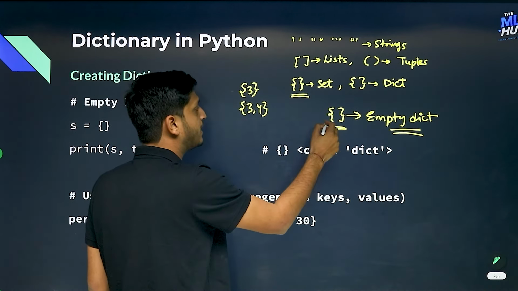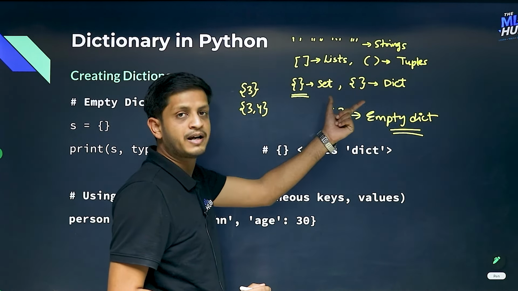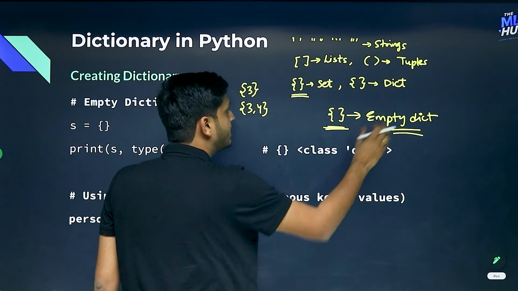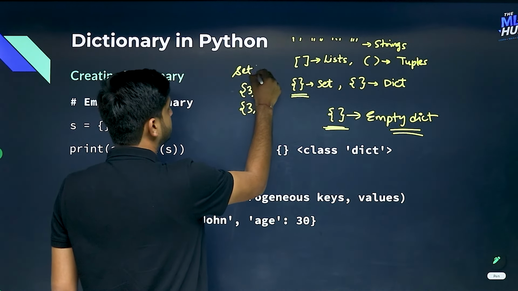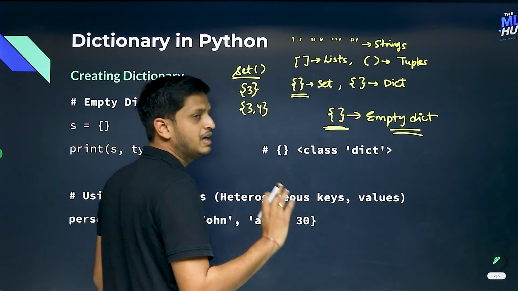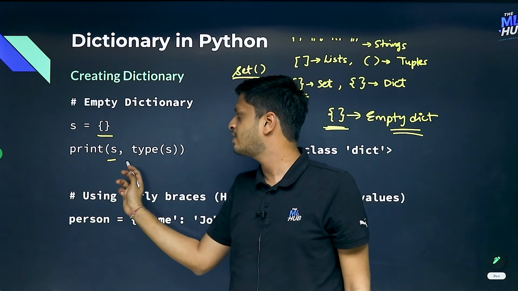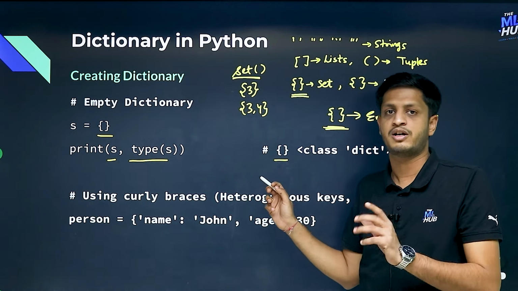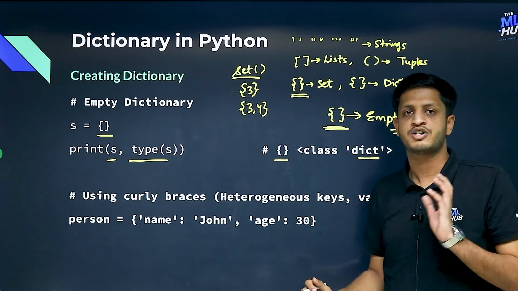But if you just write empty curly brackets, it will not create an empty set, it will create an empty dictionary instead. Because both of them use curly brackets, to avoid confusion, they have made it clear that empty curly brackets create an empty dictionary, not an empty set. If you want to create an empty set, you have to use the constructor like this. This is the only way to create an empty set, okay? To create an empty dictionary, you can use empty curly brackets like this. So if you write S is equal to empty curly brackets, and print S and the type of S, you will see empty curly brackets, which means it is an empty dictionary, not an empty set. The type will be class dict, which means it is a dictionary.